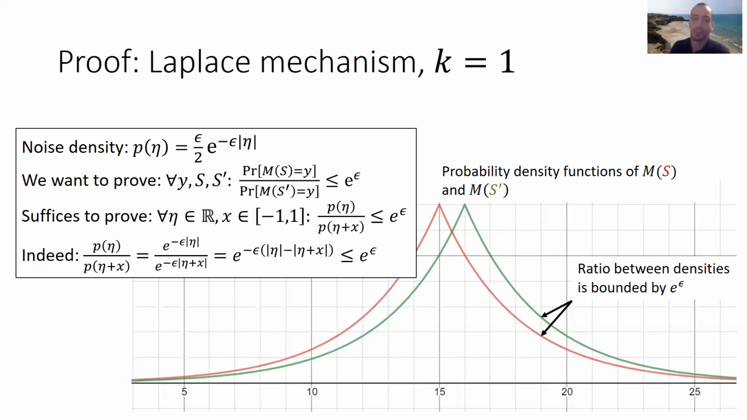And actually the Laplace noise is the most natural noise for epsilon differential privacy. So that's for the Laplace mechanism. Any questions about that?